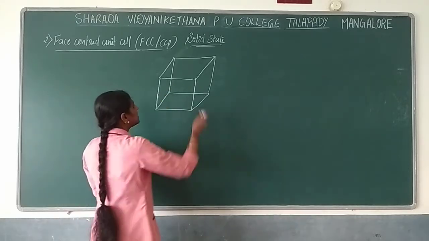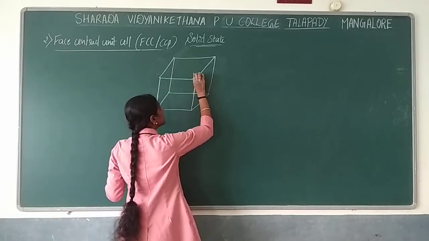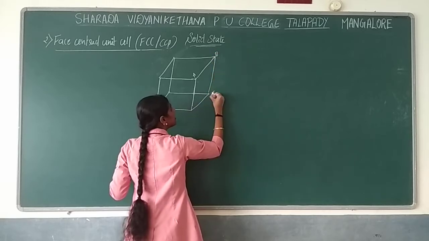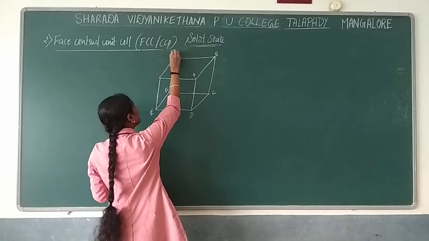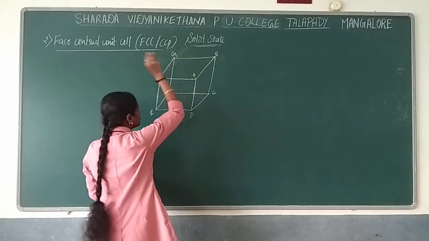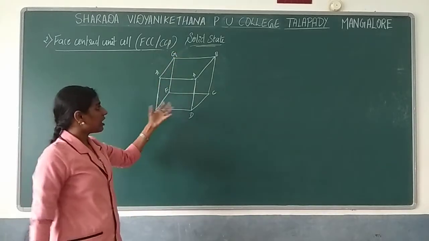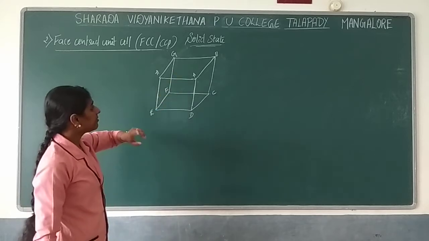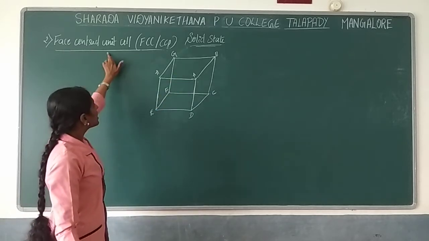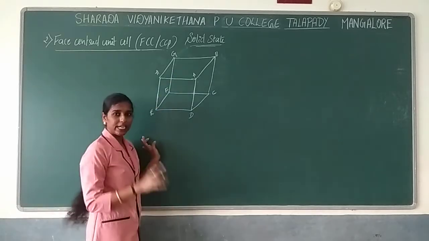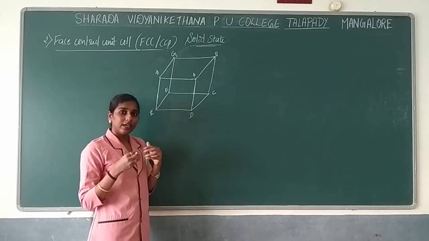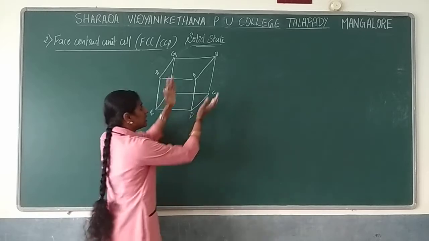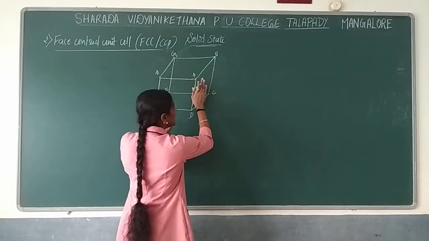Okay. So I'll now denote these points as A, B, C, D, E, F, G, H. Okay, for our identification, I have denoted them. Now as I told, face-centered in the sense what? The particle is present in all the corners as well as in all the faces. Now I will consider only one face. I just consider this face.